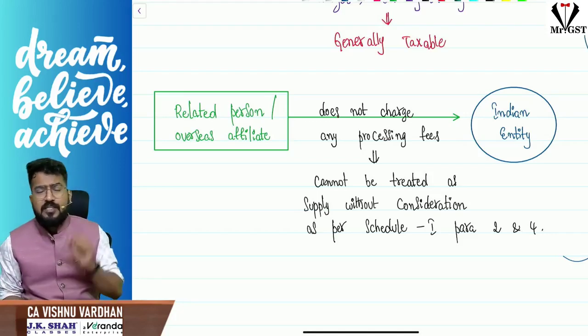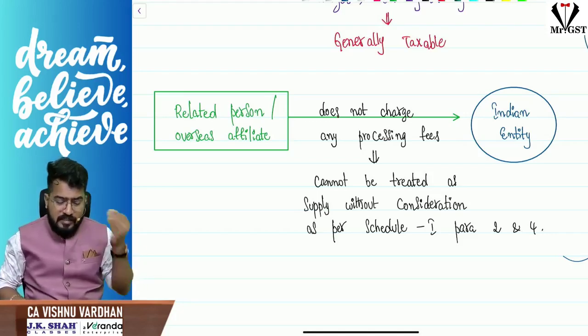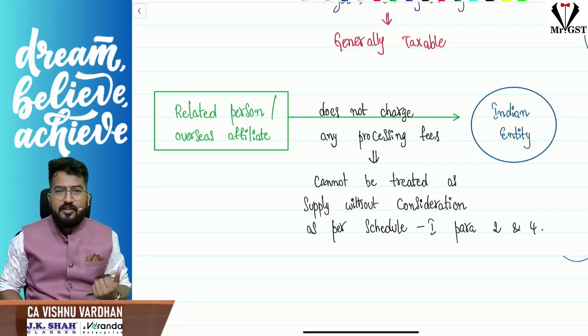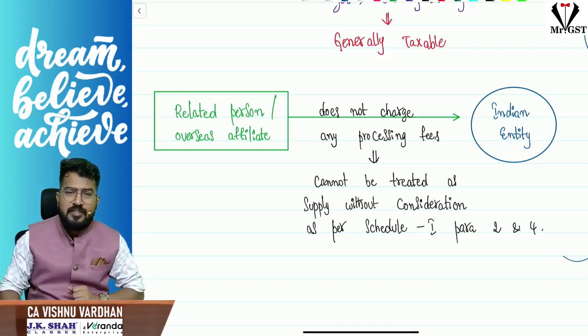Now the doubt is, sir, should it be considered as supply without consideration? Loan processing fees is not charged, that means it is free. So supply without consideration. So Schedule 1, para 2 and 4, can I trigger and can I charge GST on this? Like that, the doubt was there.